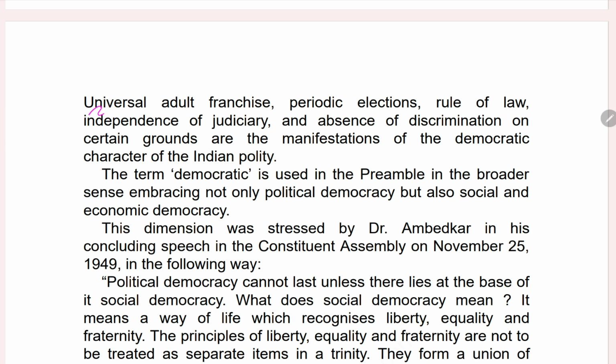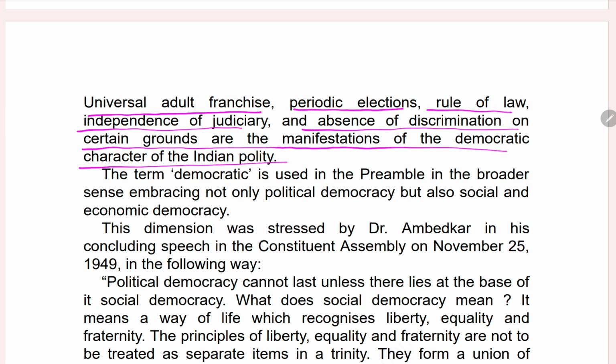Universal adult franchise, periodic elections, rule of law, independence of judiciary, and absence of discrimination on certain grounds are the manifestations of the democratic character of the Indian polity. Whenever we talk about the characteristics of Indian polity, people above 18 have the right to vote. Periodic elections are the essential feature of democracy. Rule of law is there. The independence of judiciary means it can act impartially without any discrimination. There is no control over the judiciary. And there is an absence of discrimination; there is no discrimination socially on any ground. So these are the essential features of the Indian polity.